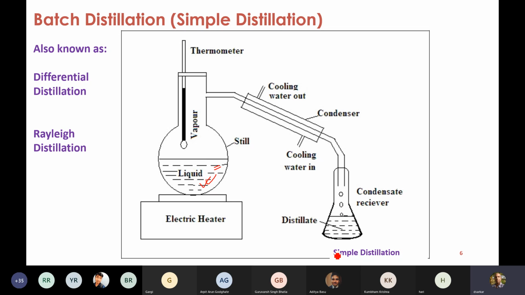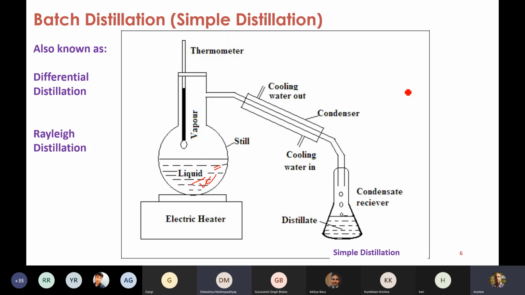Over a period of time, you can find out the average composition in terms of A in this distillate. And that will definitely be different from this in terms of A as well as B. So you have separated this mixture. Initially you have A and B here, and you have taken out more A here. So this is basically simple distillation, also known as differential distillation or Rayleigh distillation.